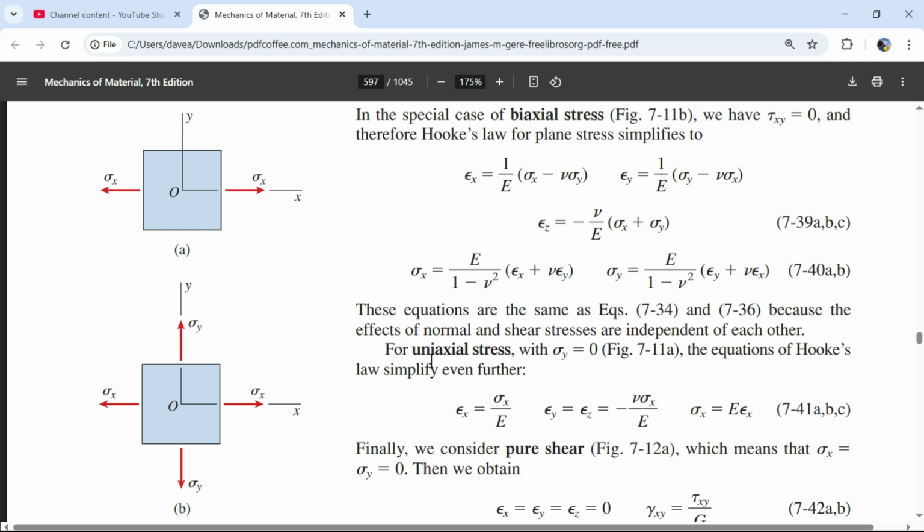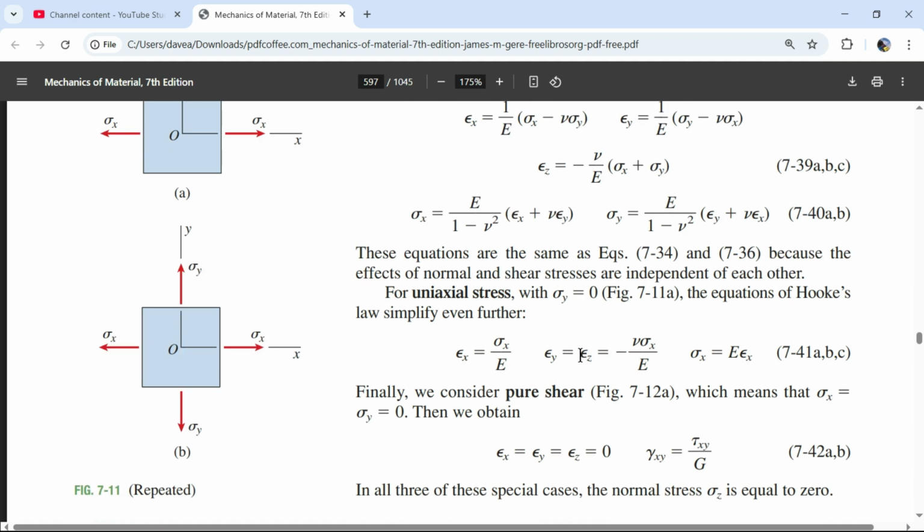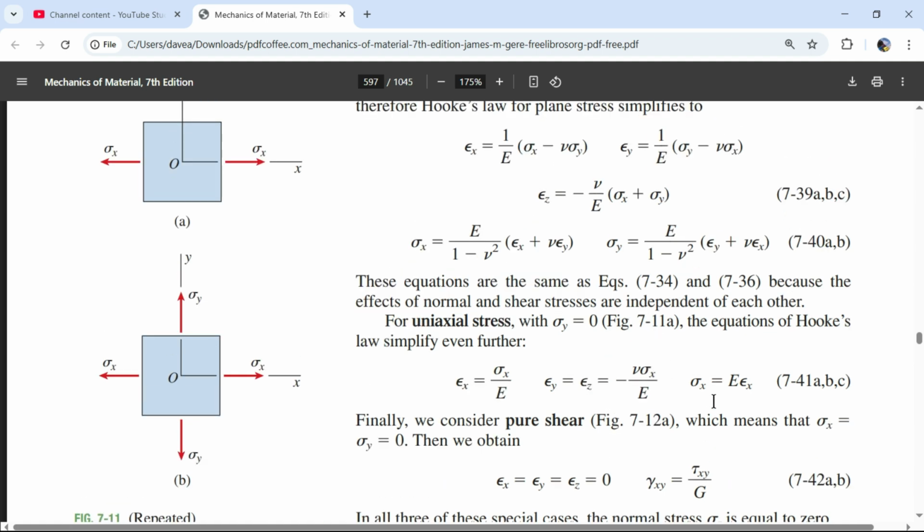But anyway, moving on. For uniaxial stress, when sigma y is 0, so that's the part we're getting to, this is 0, this is 0, this is 0. So these two become the same, and this becomes that. So I guess I see that. And if we're trying to relate stress in the x direction to strain, we just use this equation and rearrange. So we're just good to go.